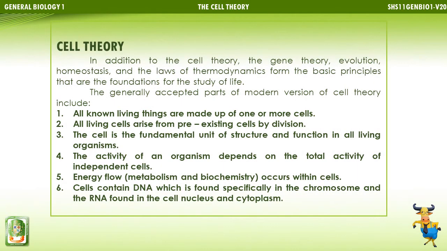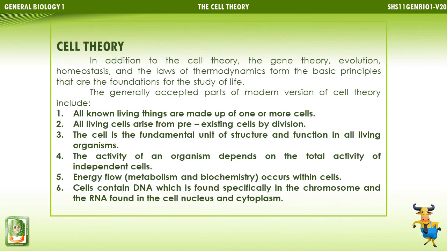In addition to the cell theory, the gene theory, evolution, homeostasis, and the laws of thermodynamics form the basic principles that are the foundations for the study of life. The generally accepted parts of the modern version of cell theory include 1. All known living things are made up of one or more cells. 2. All living cells arise from pre-existing cells by division. 3. The cell is the fundamental unit of structure and function in all living organisms. 4. The activity of an organism depends on the total activity of independent cells. 5. Energy flow, metabolism and biochemistry occur within cells.